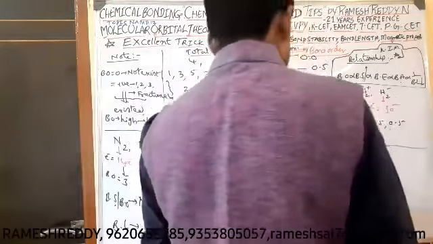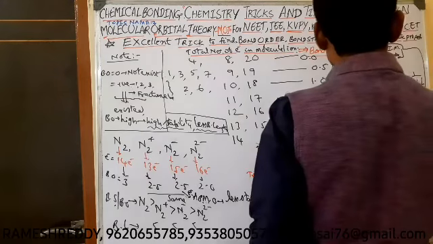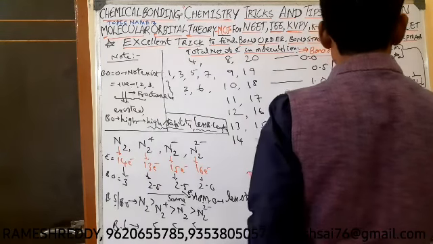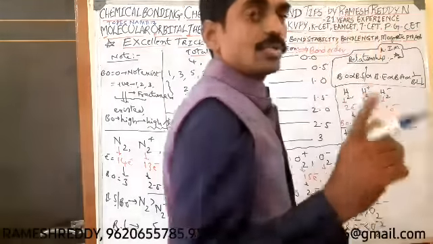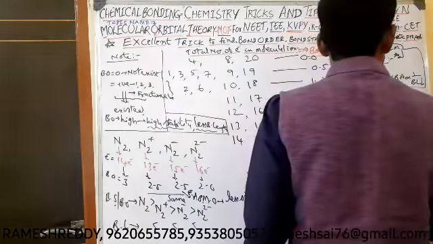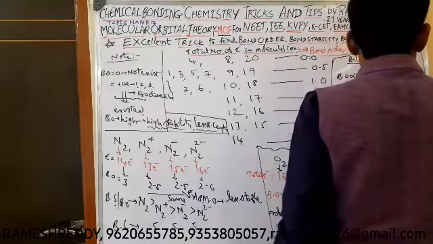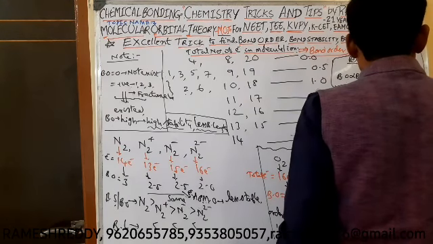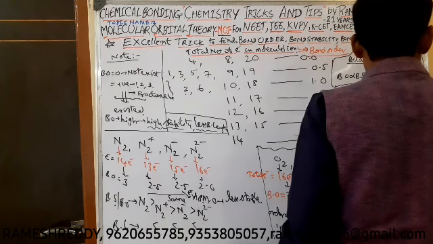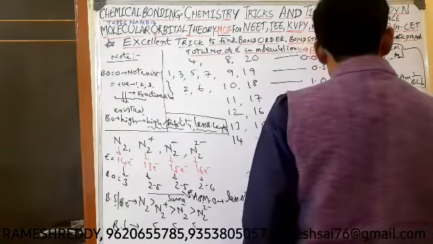Right. Next one. For example, they may ask what is the bond order of the helium molecule, He2. In helium, how many electrons are there? One helium has 2 electrons, and 2 heliums have 4 electrons. If 4 electrons are there, what is the bond order? 0. Bond order 0 means the molecule does not exist. So that's why He2 does not exist.